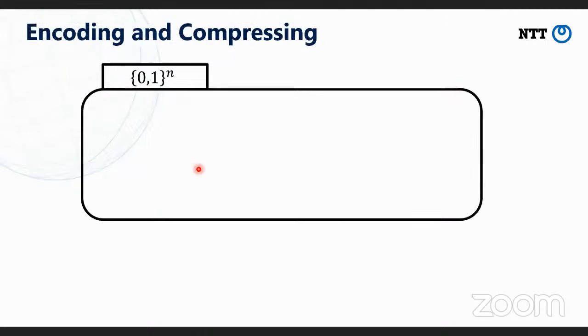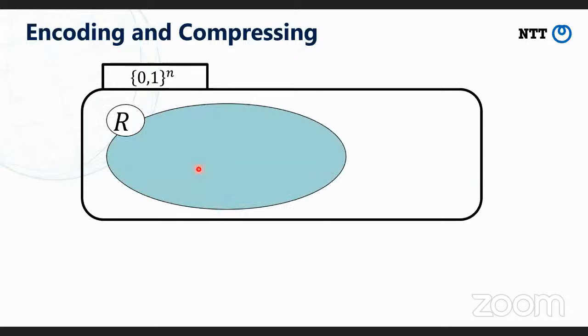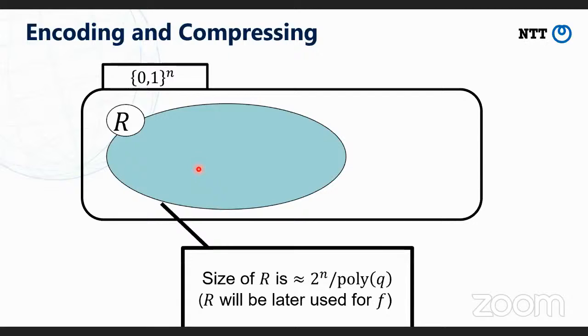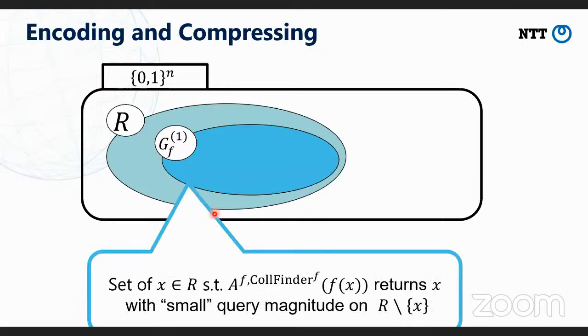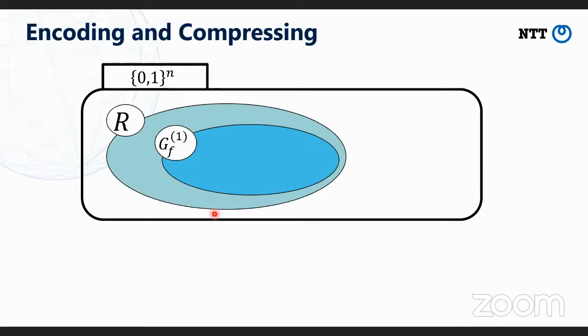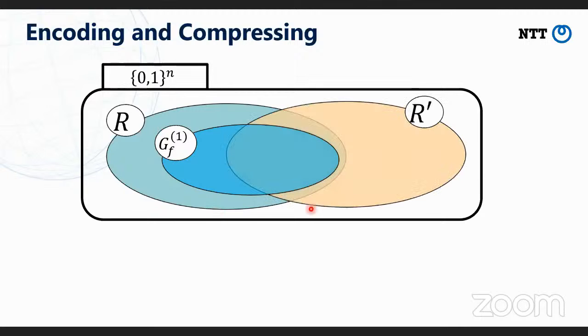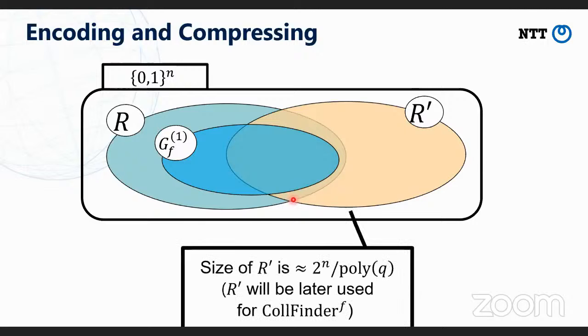So first, our encoder takes a random subset R, as in the previous work. And the size of R is again 2 to the power n over polynomial of Q. And we again take a good subset GF1, and this subset is completely the same as the good subset in the previous work. And next, we also take an additional random subset R prime. And here, again, the size of R prime is about 2 to the power n over polynomial of Q. And actually, this additional subset R prime will later be used to deal with the additional oracle CallFinder.